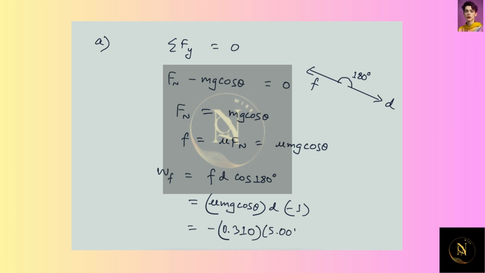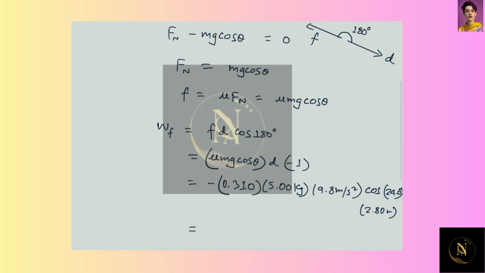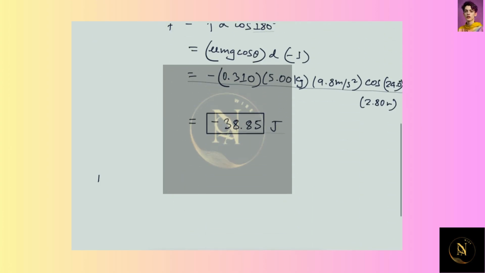the coefficient of friction, times mass, times g, times cos theta, where theta is 24.0 degrees, and the displacement down the ramp is 2.80 meters. So we get work done equal to minus 38.85 joule. This is the work done by friction.